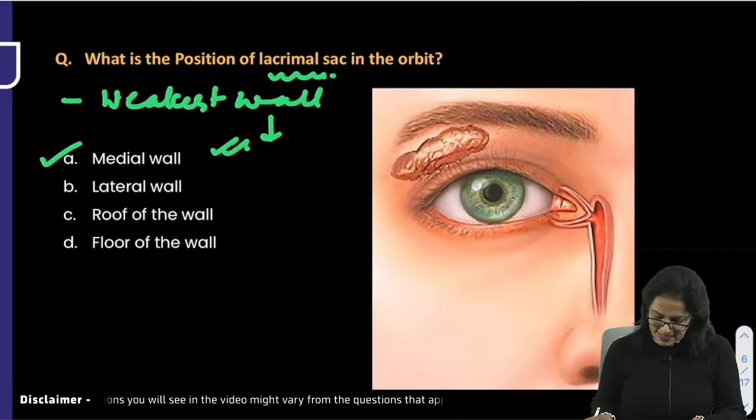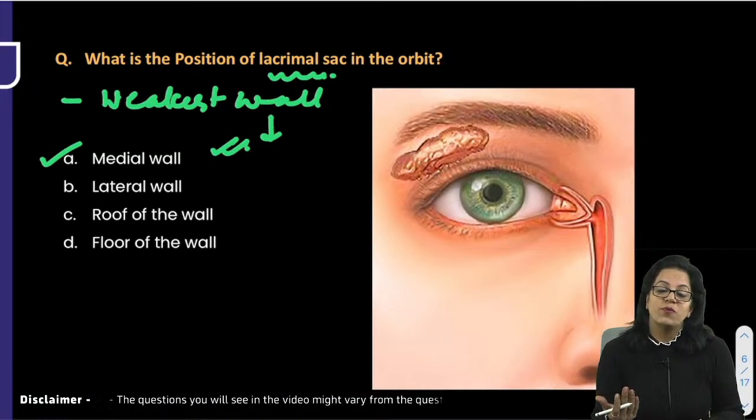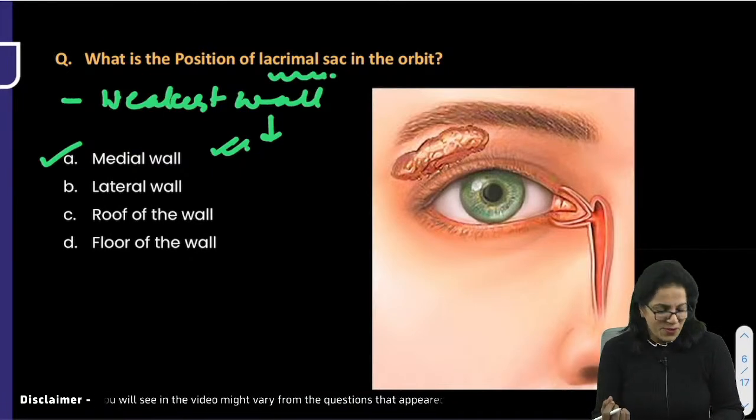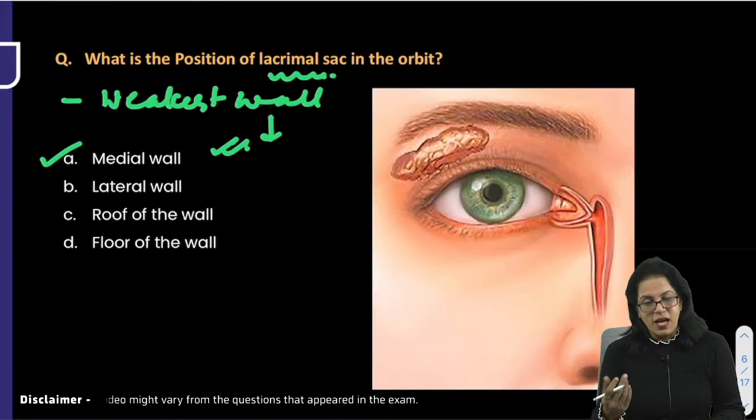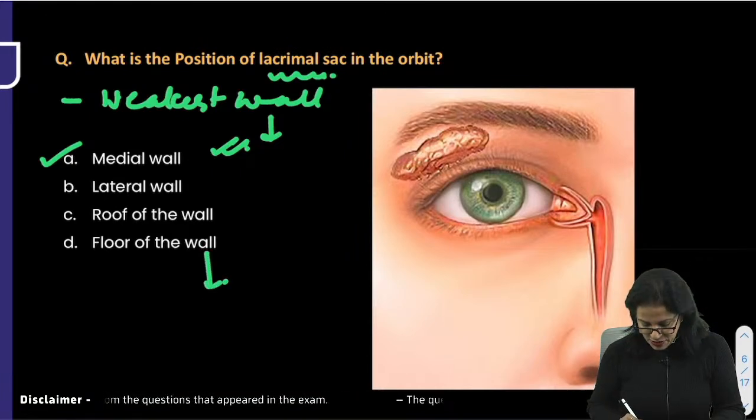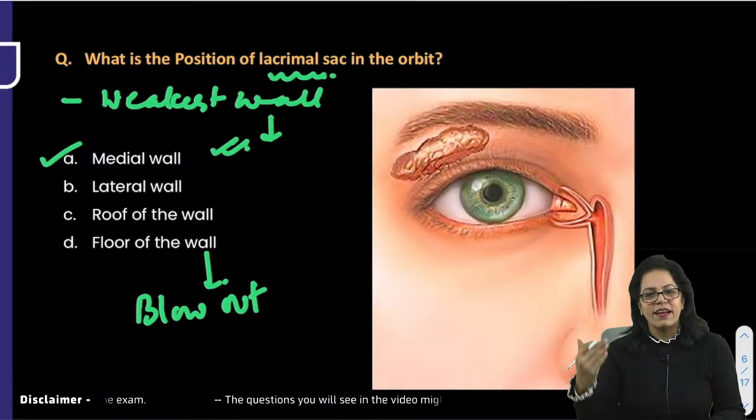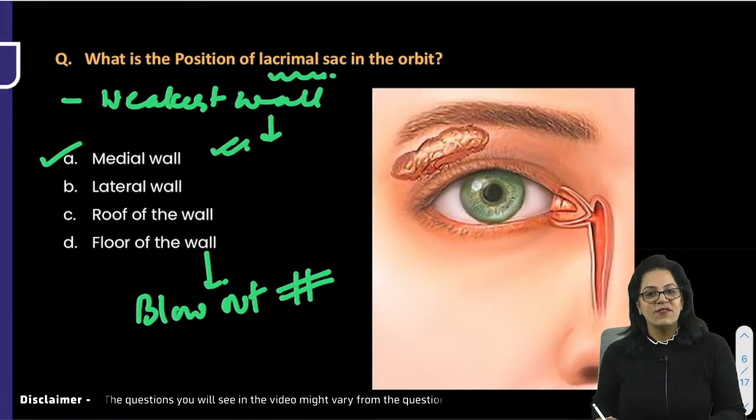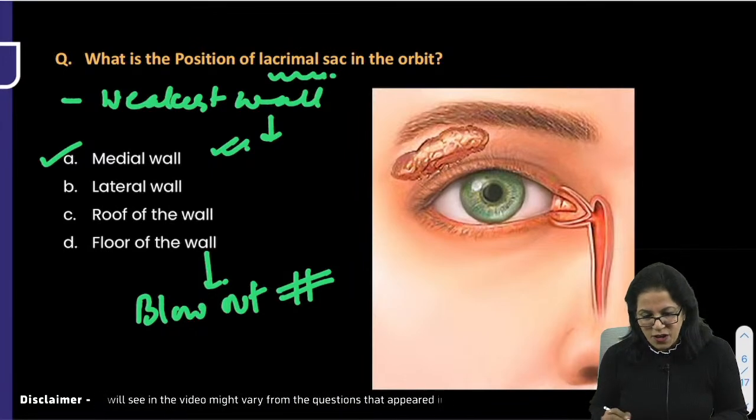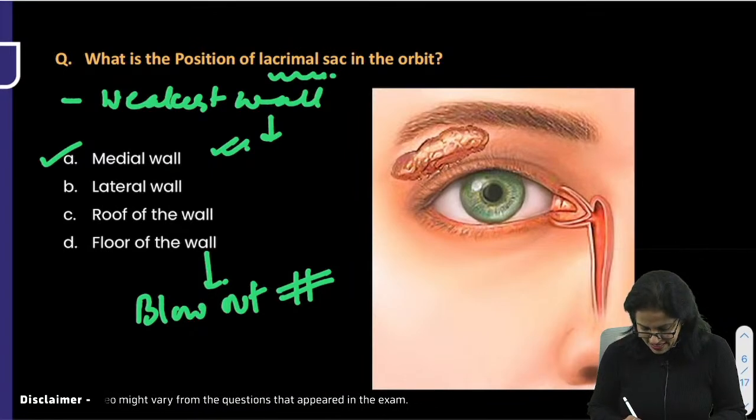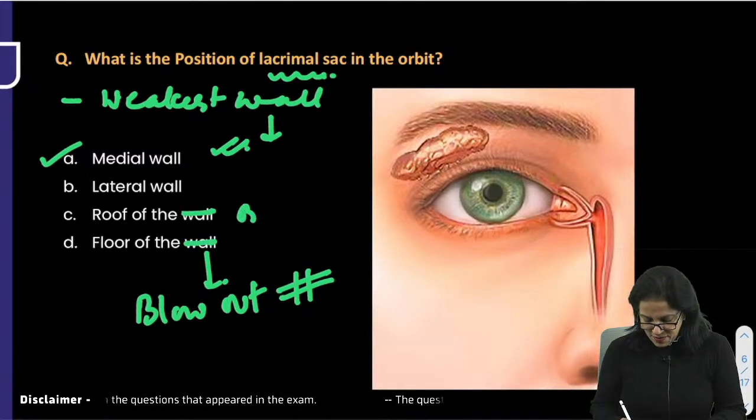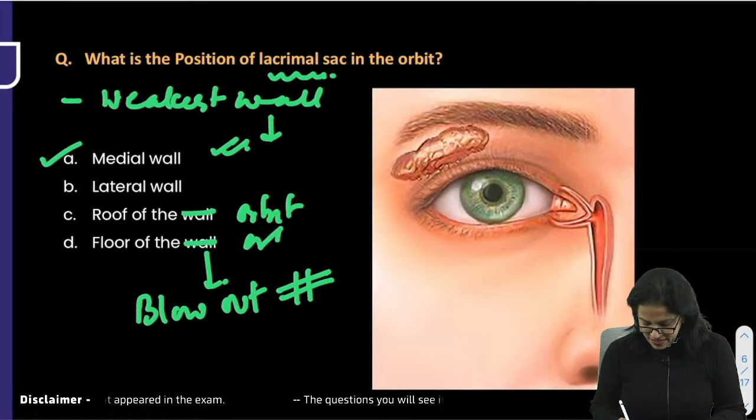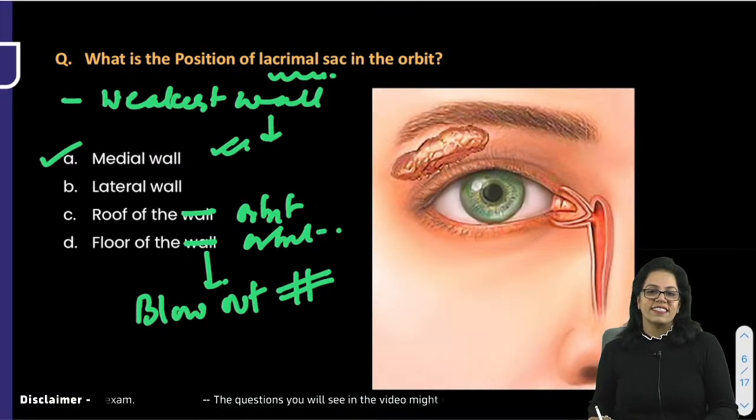Can you tell me which wall is broken in blowout fractures? What would you answer there? The wall broken is the floor, right? So the floor is actually broken in blowout fractures. We can talk endlessly around it, but this is just to solve your questions here, so we'll take it in a crisp way. It should be the floor of the orbit, not the wall here. So we are talking about the floor of the orbit and the roof of the orbit.